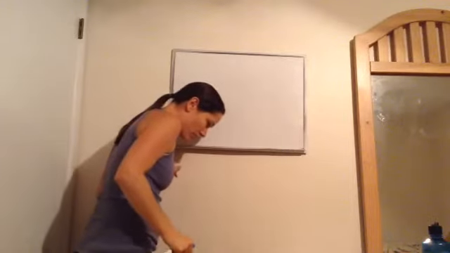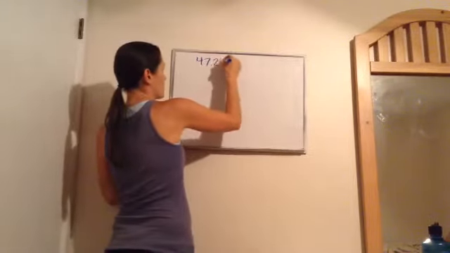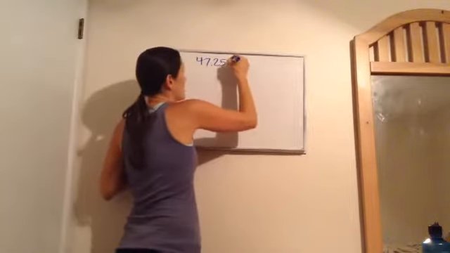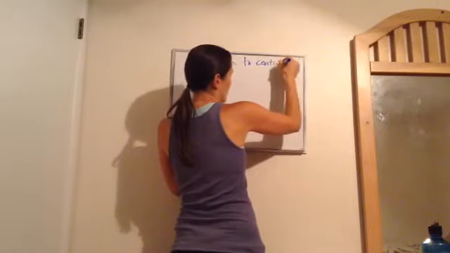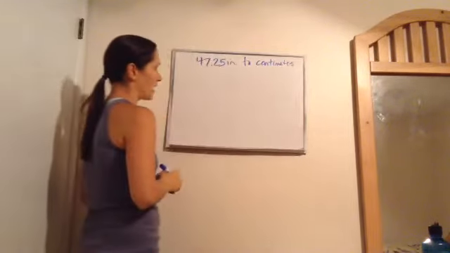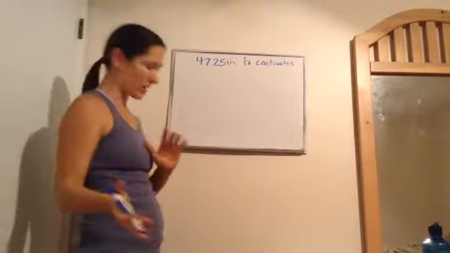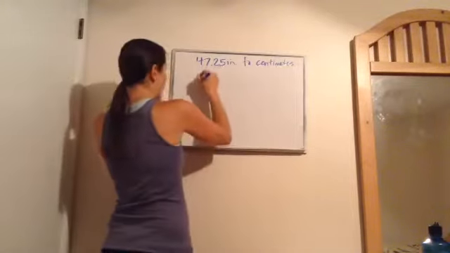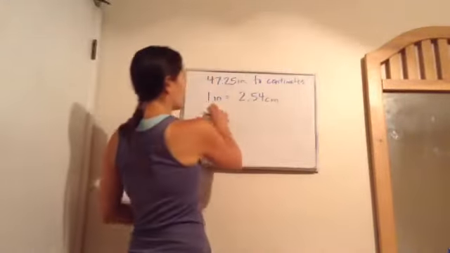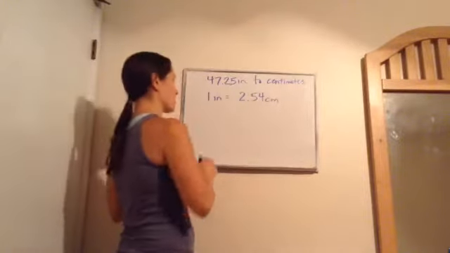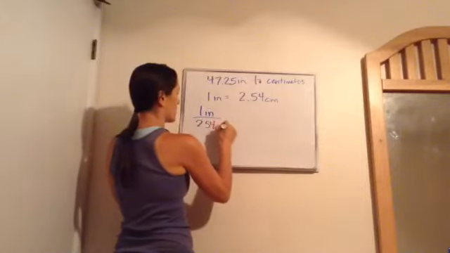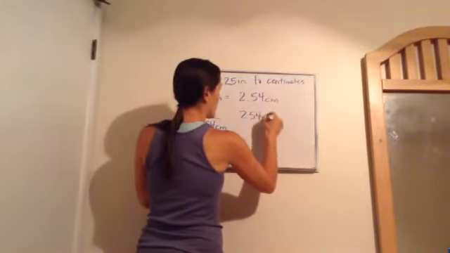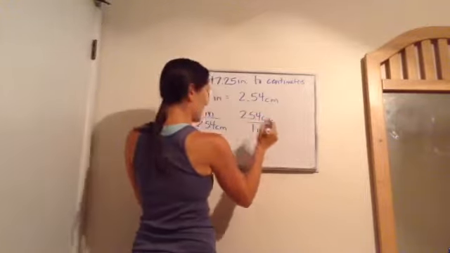Alright, it tells me to convert 47.25 inches. They want to convert it to centimeters. Now again, you may not know how many inches are in centimeters or how many centimeters are in an inch, but they tell us that 1 inch is 2.54 centimeters. So to do this, we would say 1 inch is the same thing as 2.54 centimeters, and 2.54 centimeters is 1 inch.